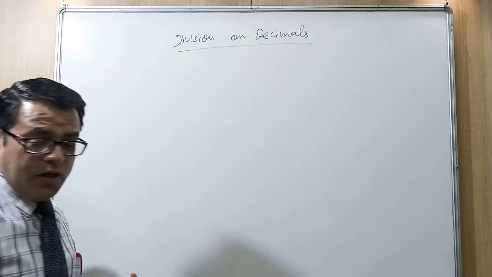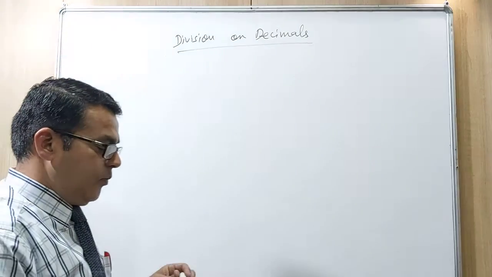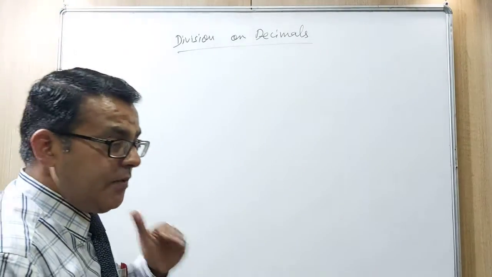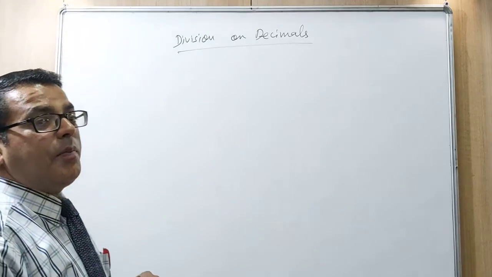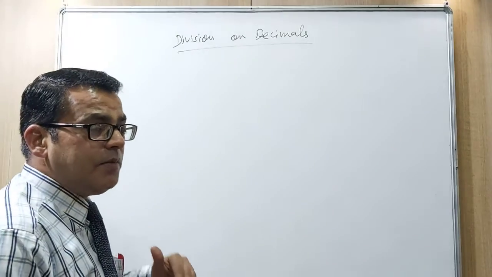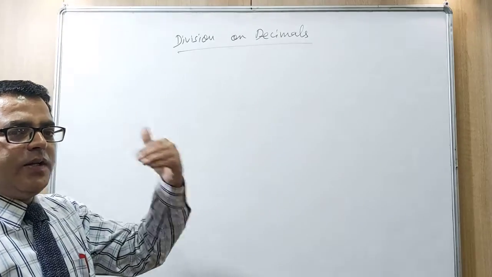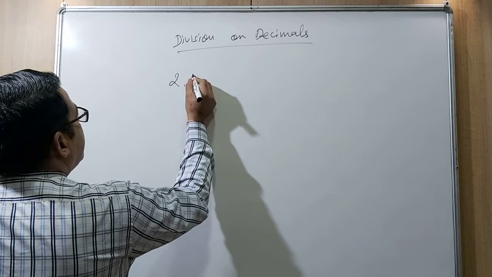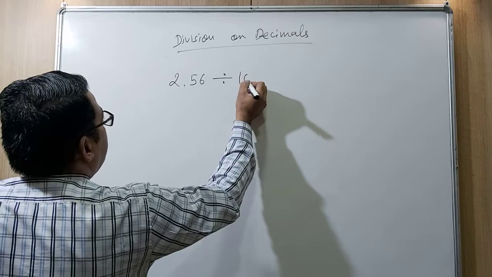Today I am explaining how we can shift decimal points in division, if we are dividing any decimal number by 10 or by powers of 10. Powers of 10 means by 100, by 1000, by 10,000, by 1 lakh, by 10 lakh, and so on. Suppose the number given here is 2.56 and we are dividing this number by 10.